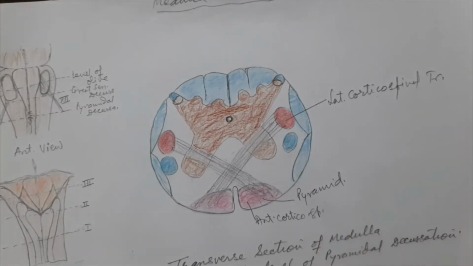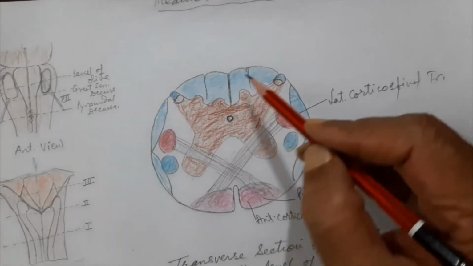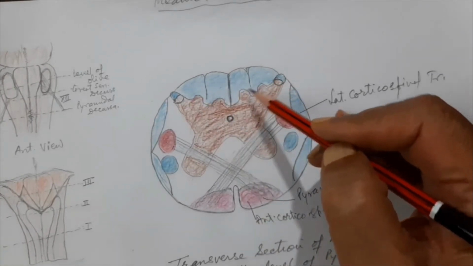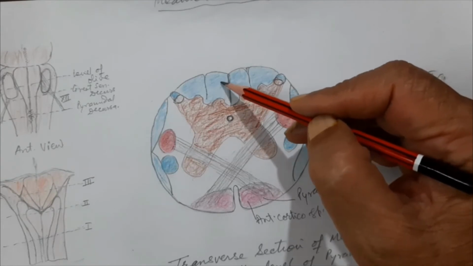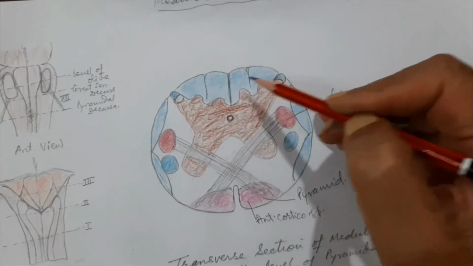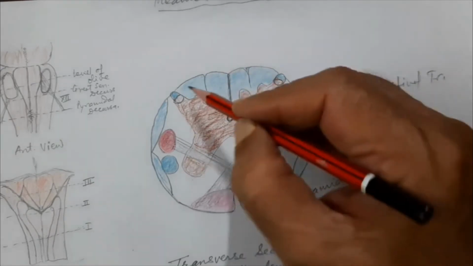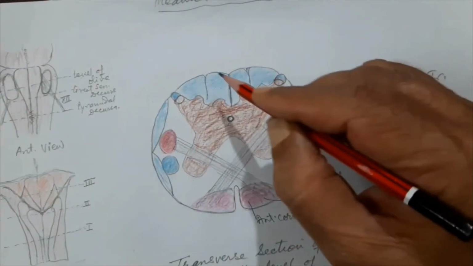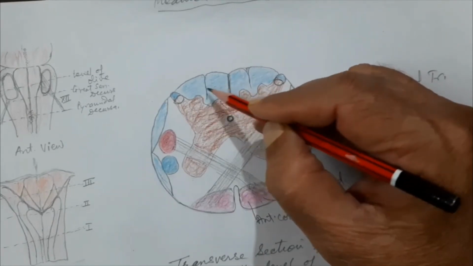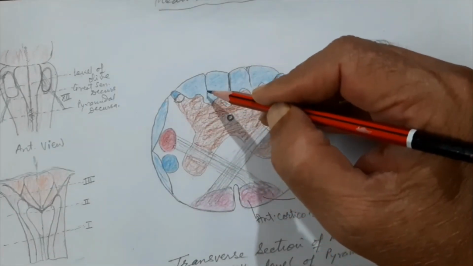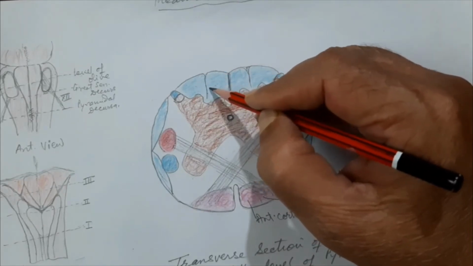So this will be the anterior corticospinal tract. Now here you will see the white matter in the posterior column. These are the gracile and cuneate on either side. This is the posterior median septum, this is the gracile, and this is the cuneate fasciculi, which are bundles of white fibers called the tract or the fasciculus.